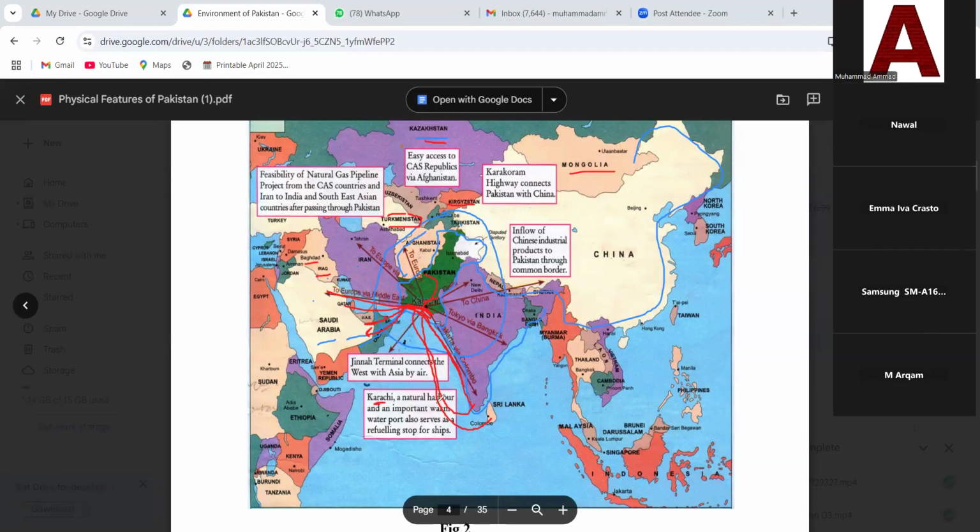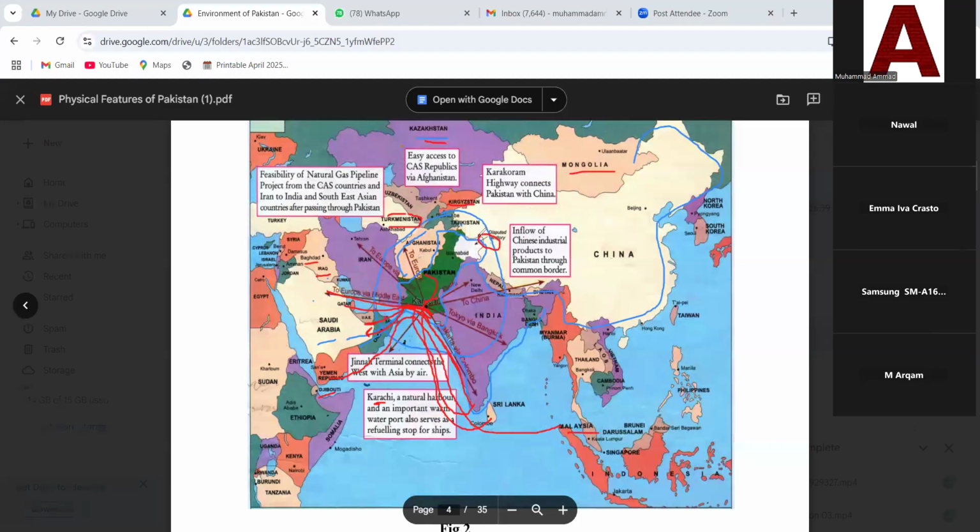This is the point here. Karachi natural harbor and an important warm water port also serves as a refueling stop for ships. A lot of ships, let's say a ship is going from here, Ethiopia, to maybe here in Malaysia. Okay, so the ship would maybe travel through this route, would stop here, would get refueled, and then travel onwards to the other country. So because of the strategic location of Pakistan, the natural harbor also acts as a refueling point. We've got inflow of Chinese industrial products to Pakistan through the common border here.